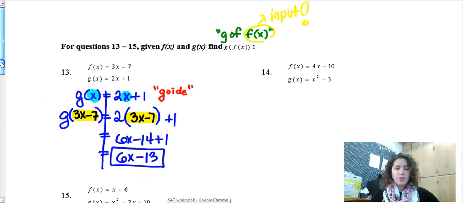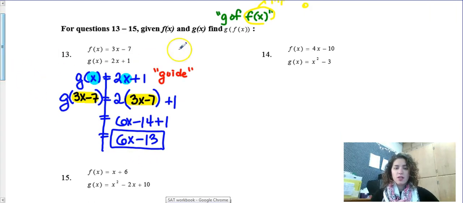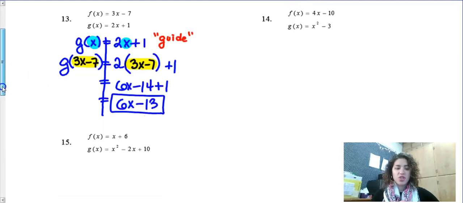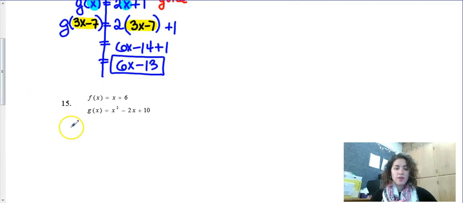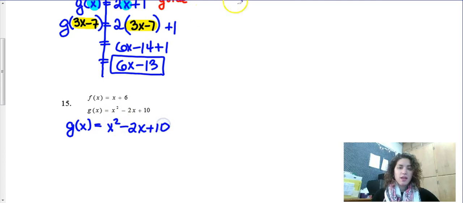Same process with number 15, just different functions. G of f of x. So g is still coming first, so I write g of x first. G of x equals x squared minus 2x plus 10. That's going to be my guide.